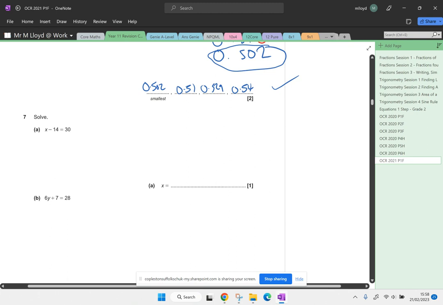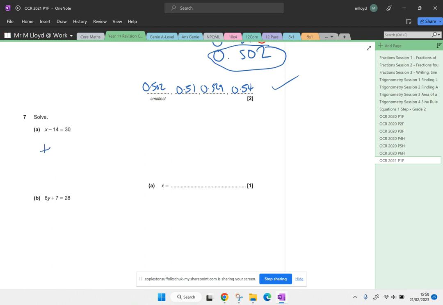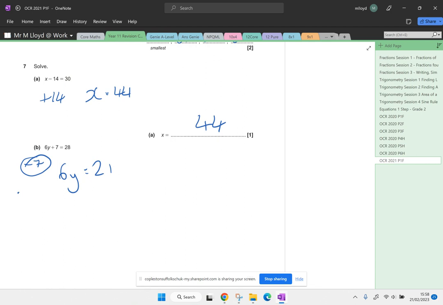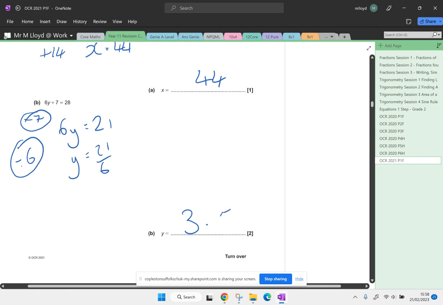Next one. So we've got some nice equations here. Use the calculators. Do not make mistakes. So we need to add 14 to both sides, and that gives us 30 plus 14, which is 44. Our next one, 6y, we're going to subtract 7 from both sides. So we have 6y equals 21, and then we divide it by 6. y is 21 over 6. Again, use the calculator. 7 over 2, which when I hit SD gives me 3.5.